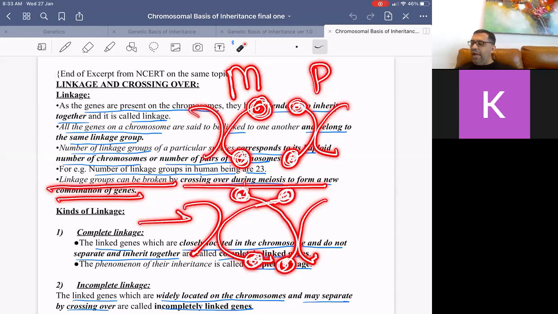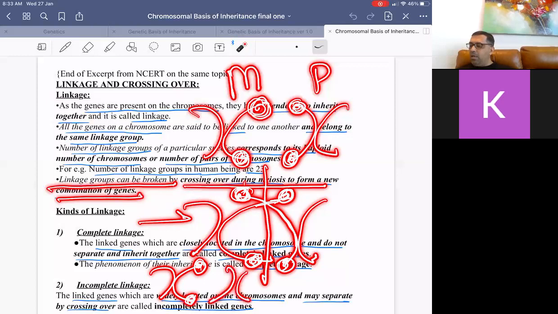And when disjunction takes place, jab crossing over ke baad homologous chromosomes separate, then here we will get paternal gene of eye and here we have maternal gene of skin. And here we have maternal gene for eye and paternal gene for skin. Ye maternal gene aa gaya aur ye paternal. To ye ban gaya new combination.